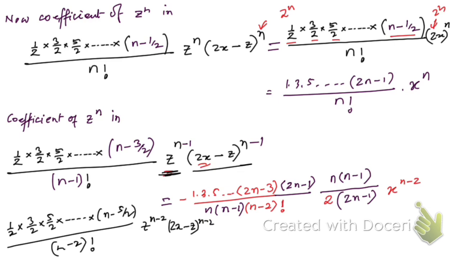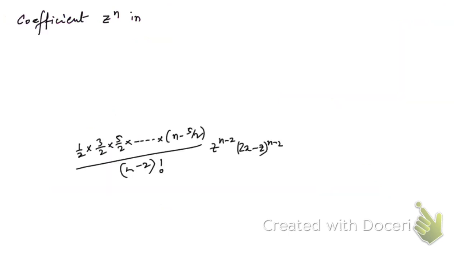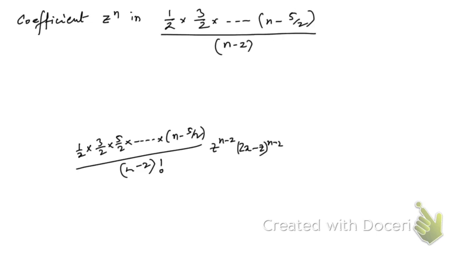So here you see, let me cut it, and let me write it properly. What we're going to have is half into 3 by 2 into dot dot dot n minus 5 by 2, divided by n minus 2 factorial, into z to the power n minus 2 into twice x minus z whole to the power n minus 2.